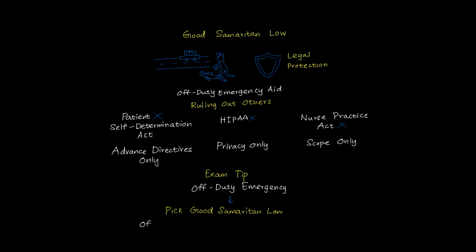Here's a D439 OA exam tip for you. When the stem describes a nurse giving emergency help outside of work, the answer is always Good Samaritan. Quick recall hook. Off-duty rescue. Good Samaritan covers you.